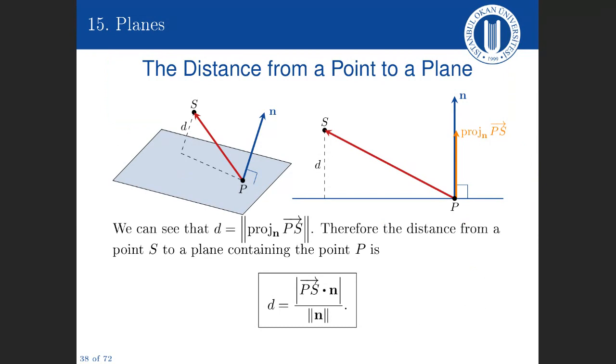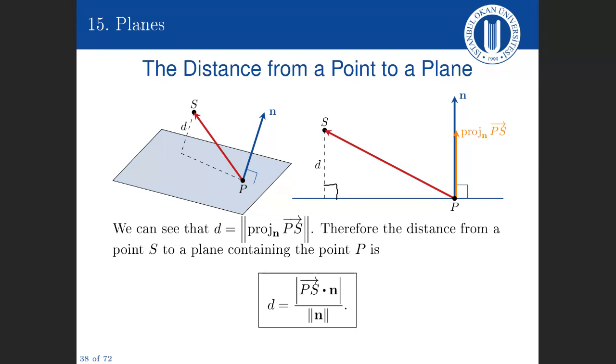The distance from a point to a plane. Suppose we have some point S in space and we have a plane. We're interested in the distance from the point to the plane. I'm interested in the length of this dotted line where this angle is 90 degrees. We can see from these pictures that this distance D is the same as the norm of the projection of PS onto N.